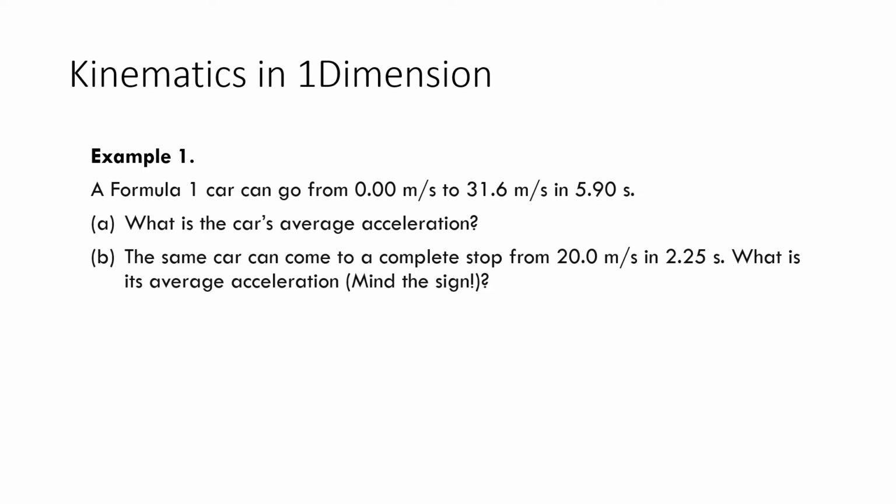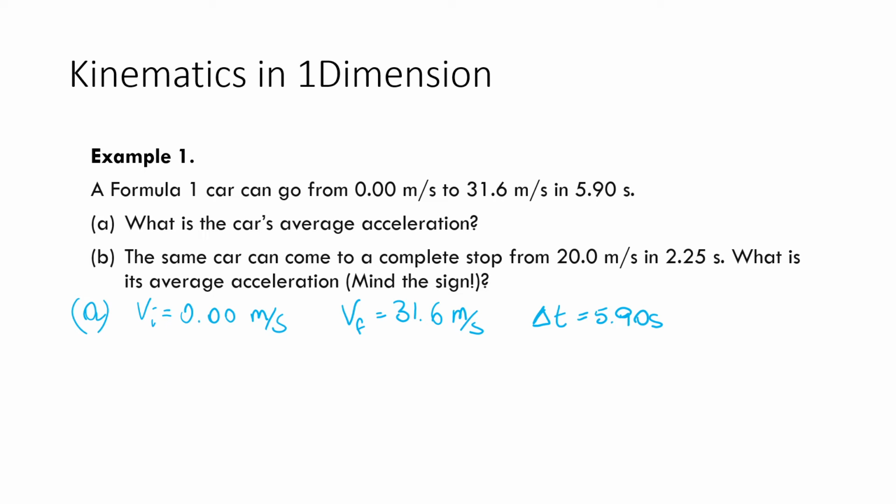So for part A, what's given to us? In part A, we know that V initial is 0.0 meters per second. And notice that I put the units there even when the quantity is identical to 0. That's always good practice. The final velocity is 31.6 meters per second. And this change in velocity takes place over a time interval of 5.9 seconds.